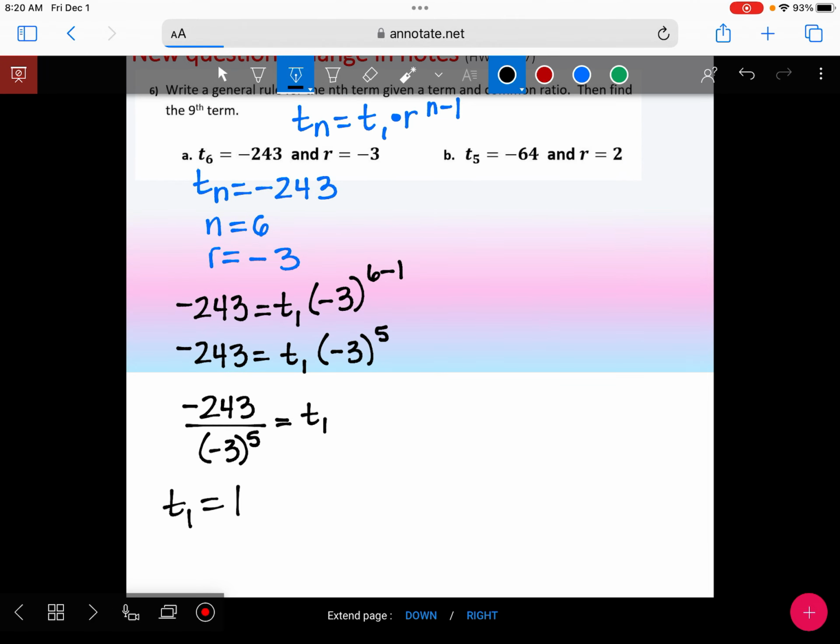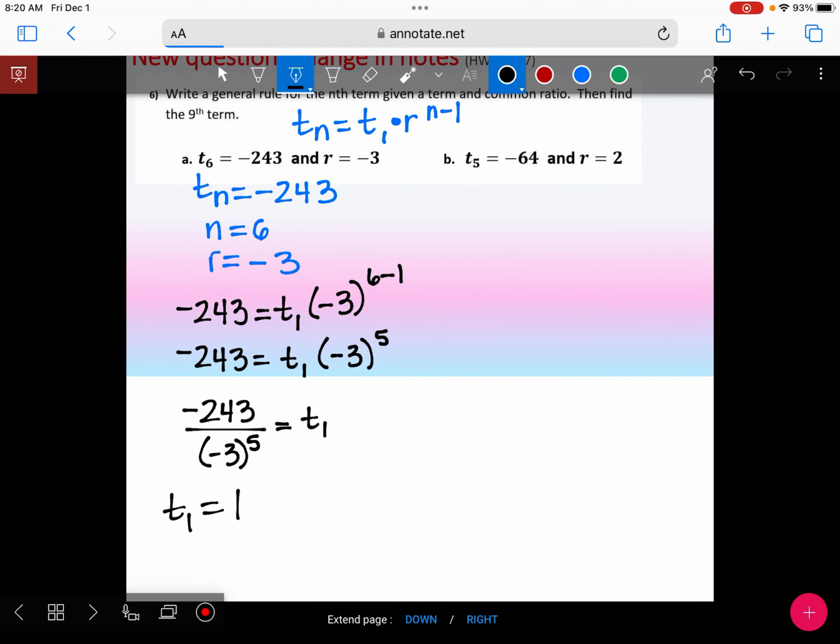So your rule, I'm going to write it over here, would be T sub n equals 1 times your common ratio. You don't have to put that 1 in parentheses. Let me take that off. 1 times your common ratio to the power of n minus 1. Common ratio is negative 3 to the power of n minus 1. So that would be your rule.